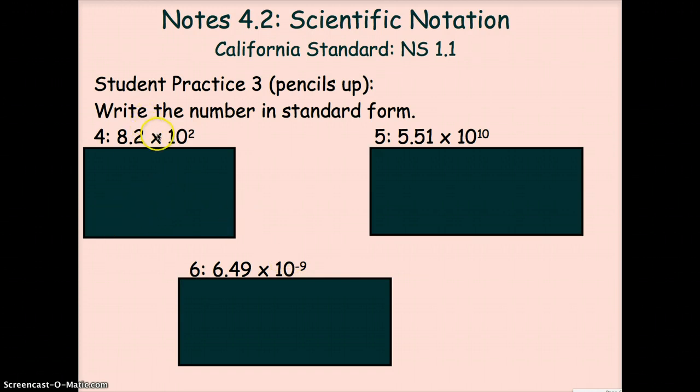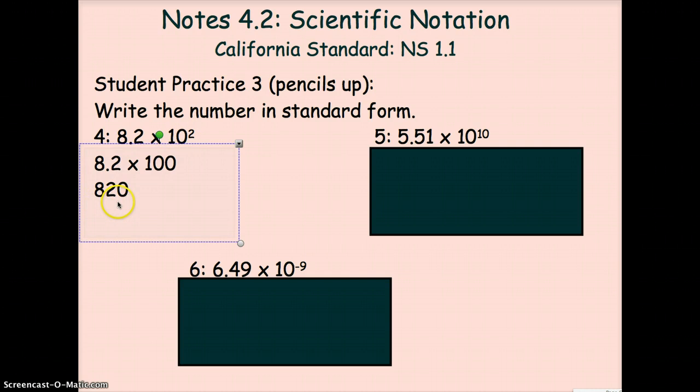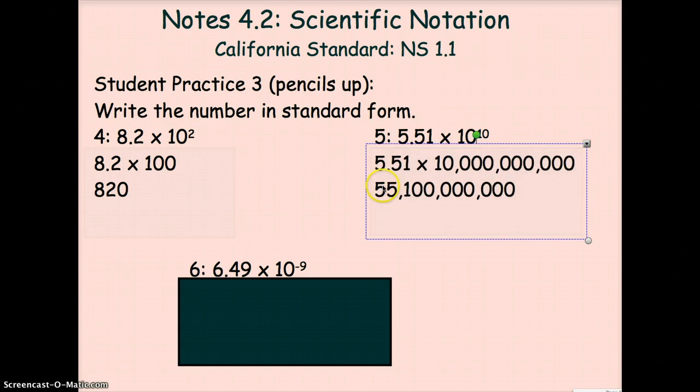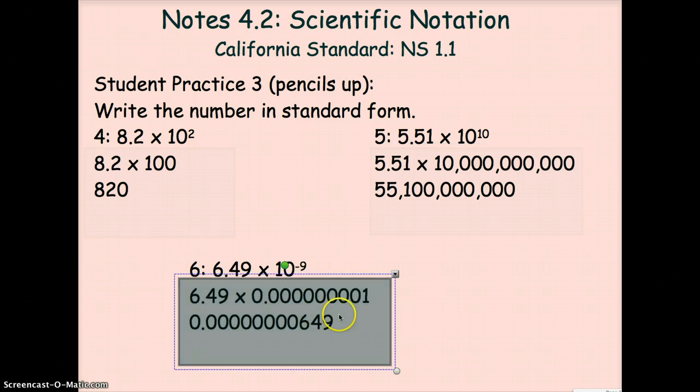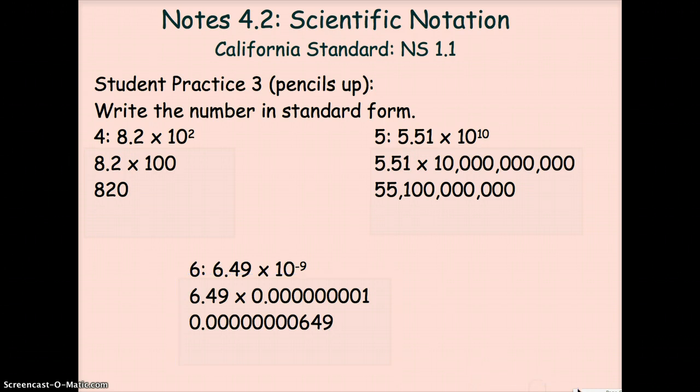Okay, let's take a look and see how you did. Number 4, you're only moving the decimal 2 places to the right. 820. Number 5, you're going to move the decimal 10 places to the right. 55,100,000,000. And number 6, again, we've got that negative exponent, so that means I'm going to move my decimal 9 places to the left. And if I count, I should have 9 zeros, including the one in front. And that tells you you moved it the right direction.